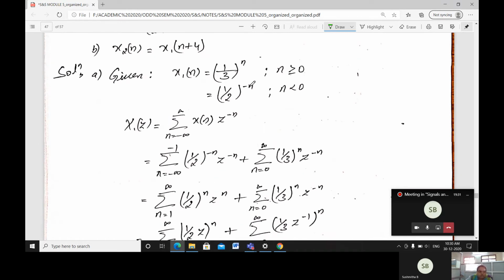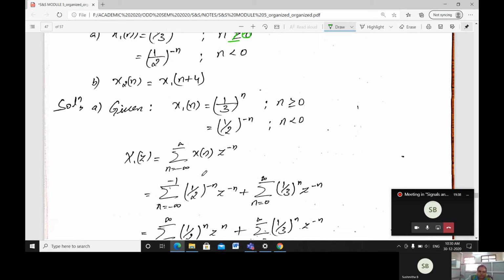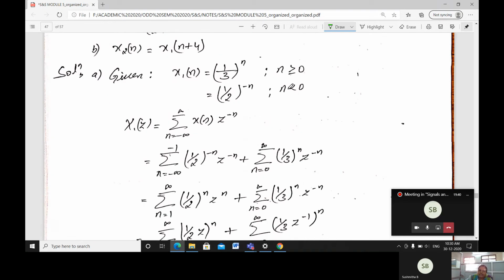Now what you have to substitute? We have to go for both the positive and negative values. Where n is less than 0, meaning the negative values, the negative values are going to exist. For n varying from minus infinity to minus 1, x of n is 1 by 2 power minus n z raised to minus n, plus summation n varying from 0 to infinity of 1 by 3 power n z raised to minus n.